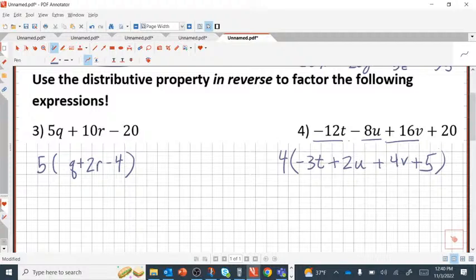Luke S., what do you think? Which sign of these is incorrect? I think it's the plus sign in between the 3t and the 2u. I agree. Why does that need to be a minus? Because it was -8. Excellent. And 4 times -2 would give me a -8.